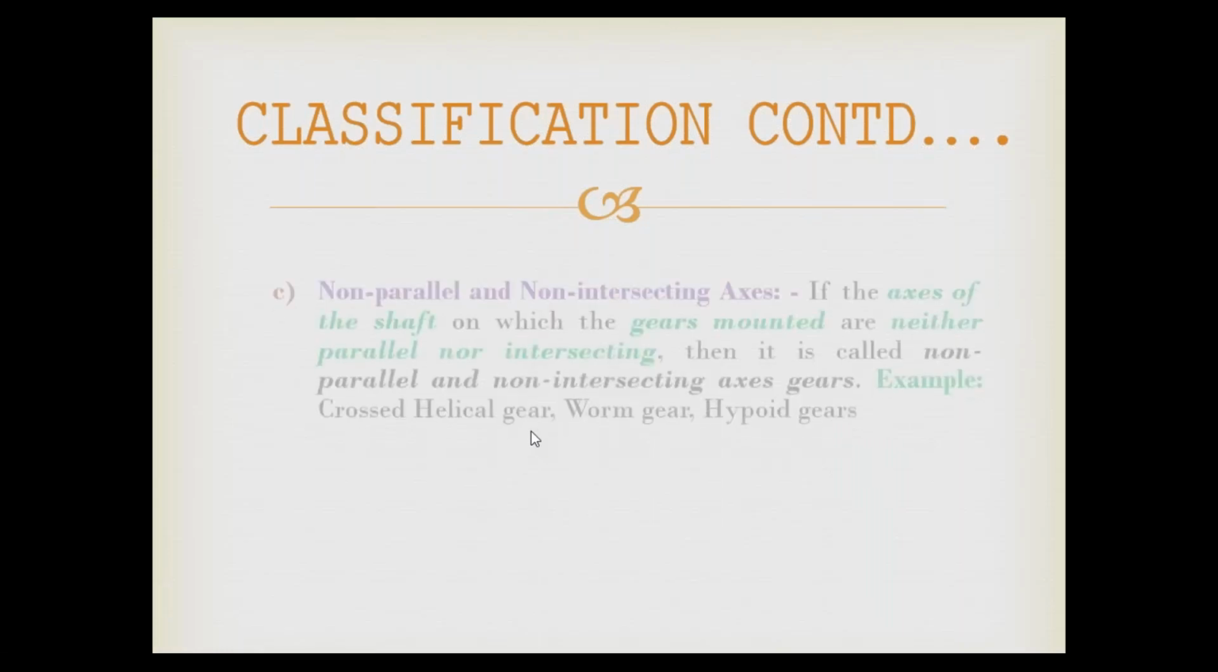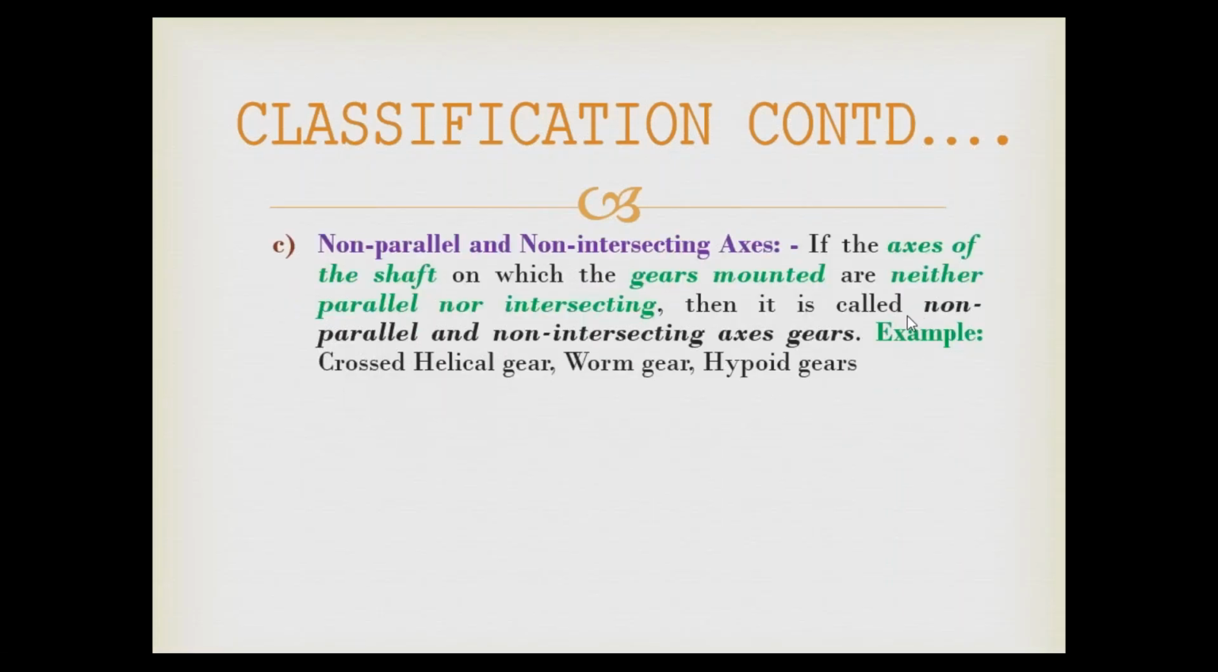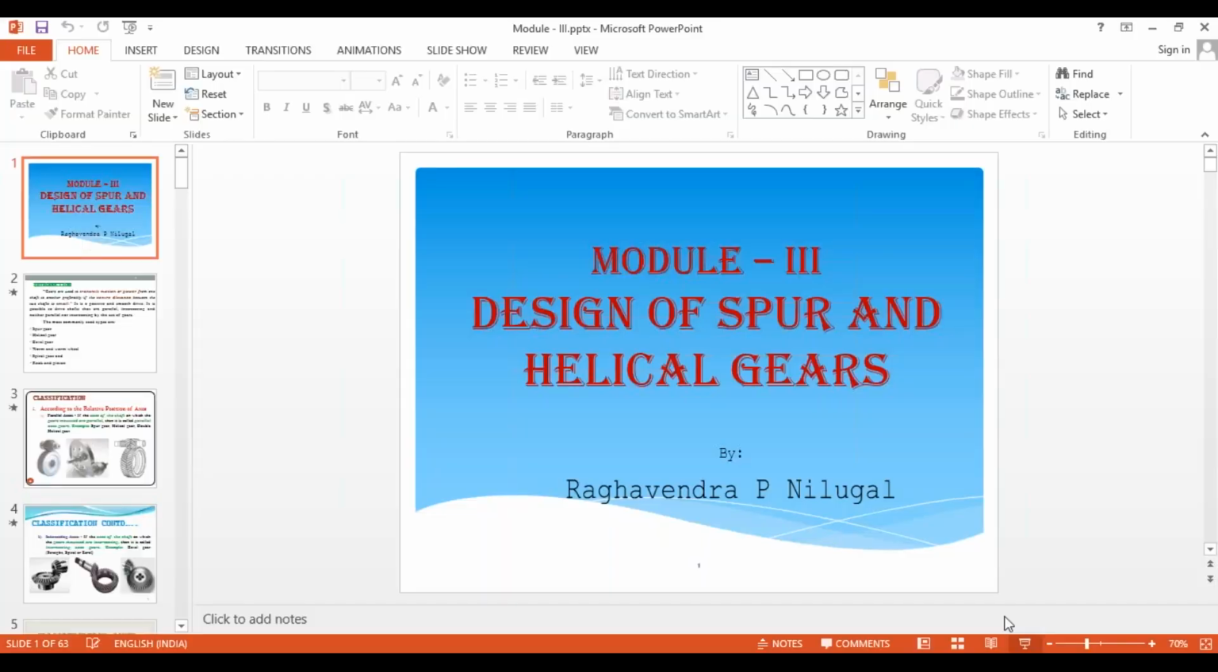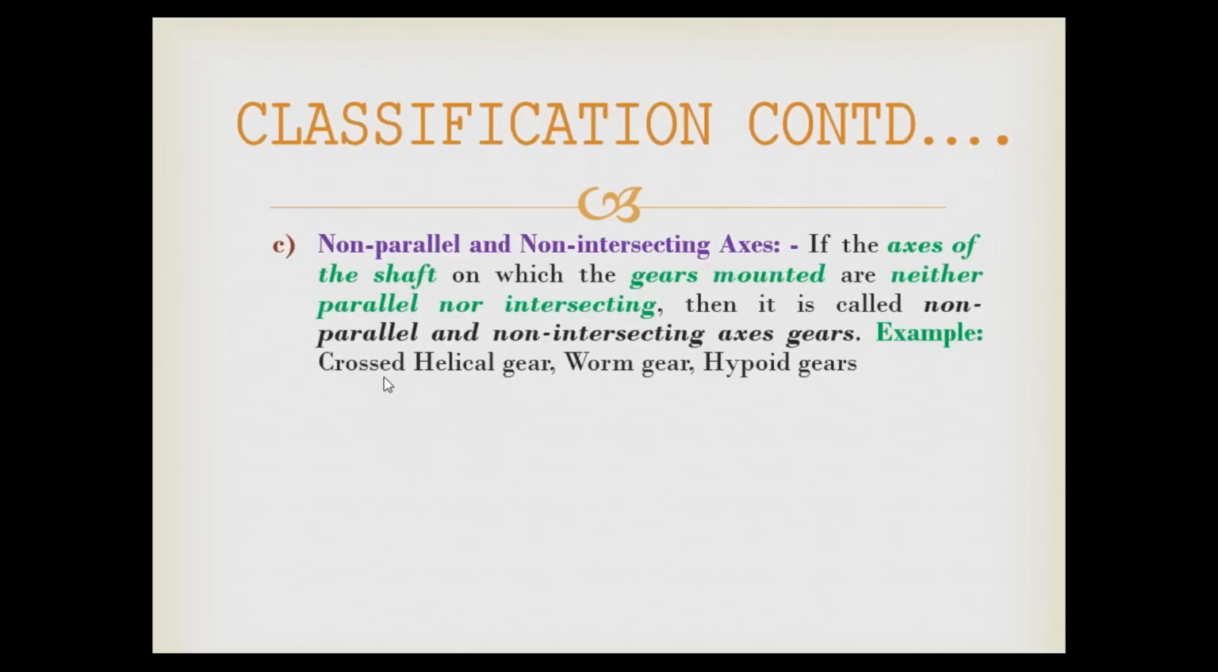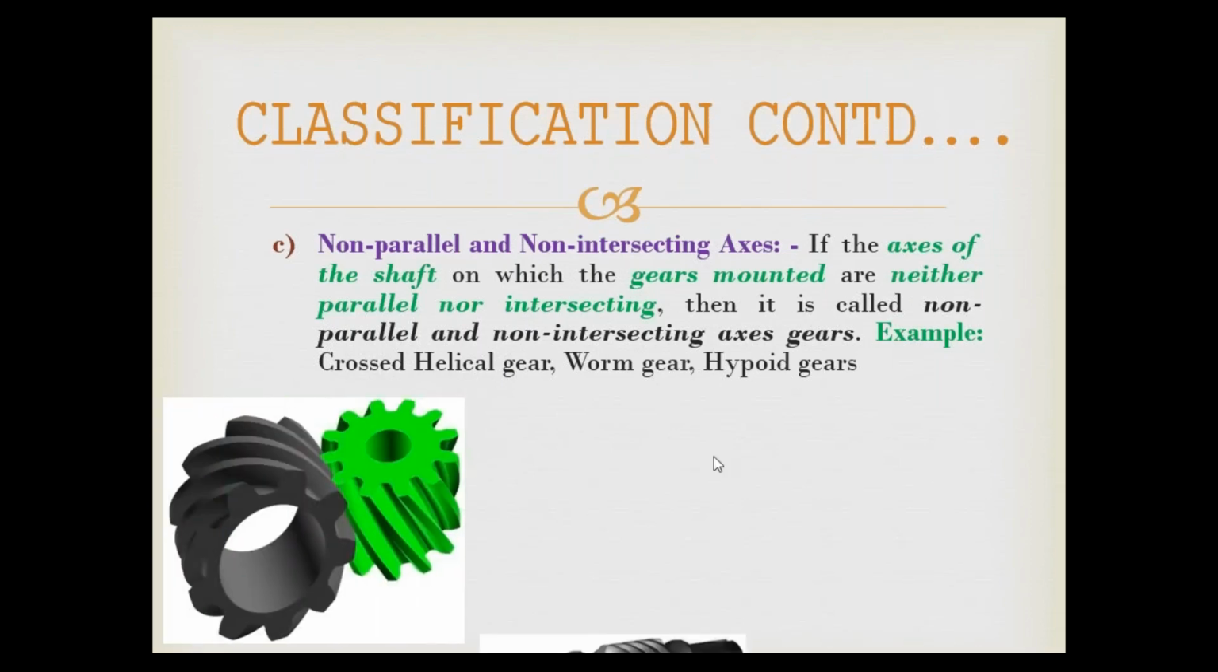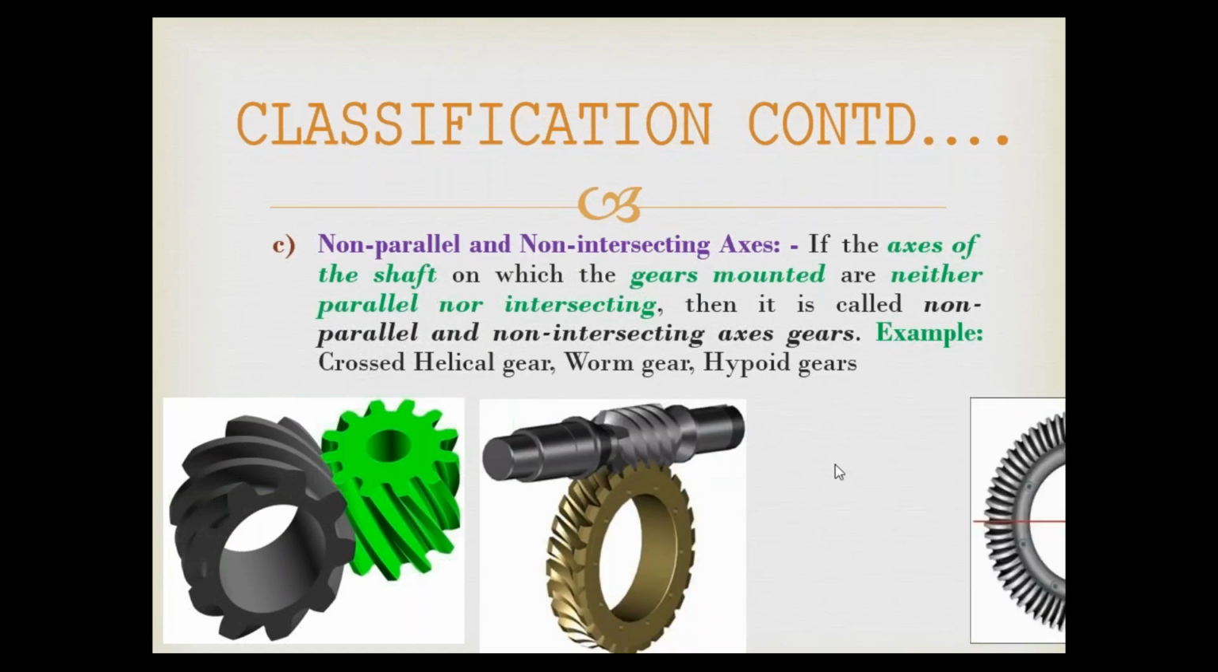Third one, non-parallel and non-intersecting axis. If the axis of the shaft on which the gears mounted are neither parallel nor intersecting, then it is called non-parallel and non-intersecting axis gears. Example, cross helical gear, worm gear, hypoid gears. So this is the cross helical gear, worm gear, and hypoid gears.